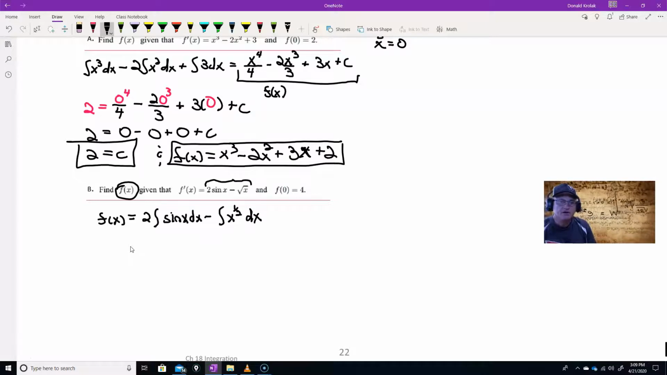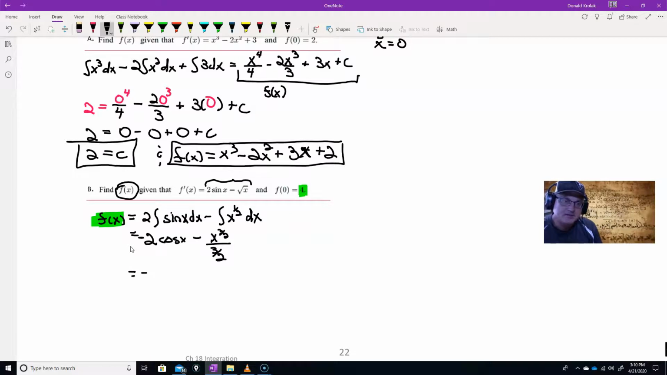Okay, and then when I'm done solving this, I'm going to put 4 in for f of x. So that's going to go in for this. And then I'm going to put 0 in for the x value. All right, so now let's integrate. Okay, the integral of sine is negative cosine. So this is going to become negative cosine x minus, now I add 1 to the exponent, that's 3 over 2, over 3 over 2.